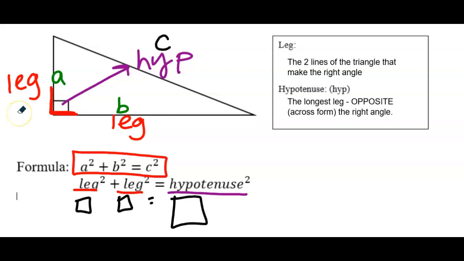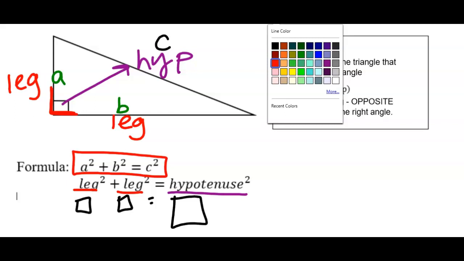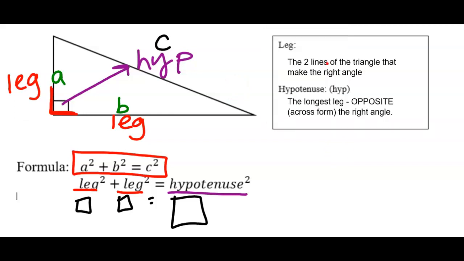So I've got leg A and leg B, and then the hypotenuse, which is the longest leg, is labeled leg C. So there are three sides in a triangle, right? And so those sides are that. The longest leg is the hypotenuse. The other two lines are just called legs, okay? And they make up that right angle.